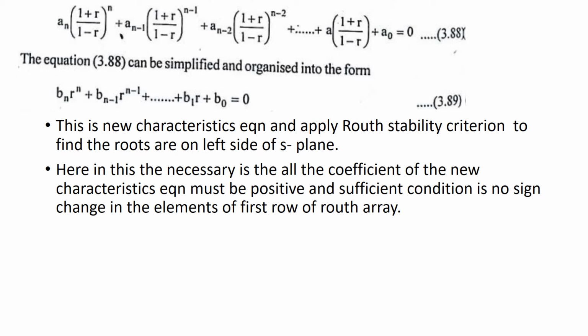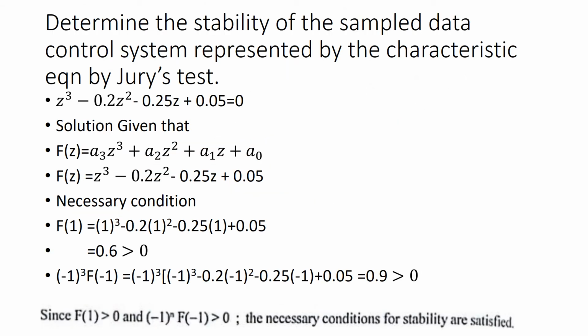So what is the condition for the Routh stability criteria? The first column should not have any sign change. First, all the coefficients in your characteristic equation should be positive. Second, there should not be any sign change in the first column of your Routh array. So those are the two conditions which you are going to check. The first condition is the necessary condition, in which all the coefficients of the new characteristic equation must be positive, and the sufficient condition is that there should be no sign change in the first column of the Routh array. So we'll move on to the problems.